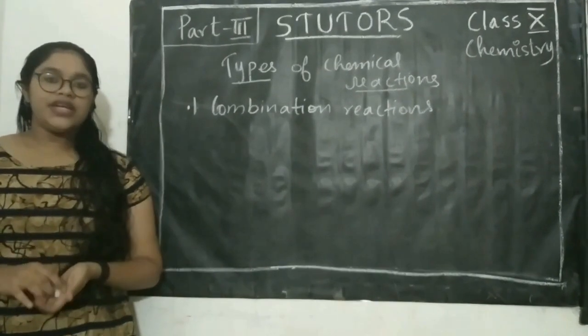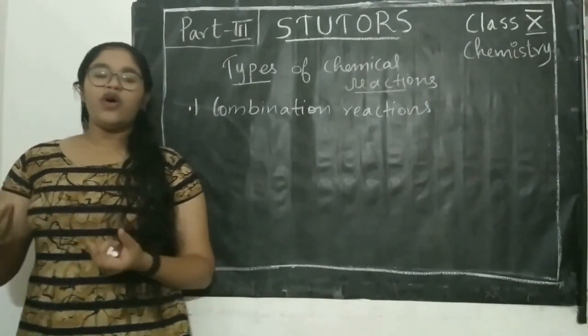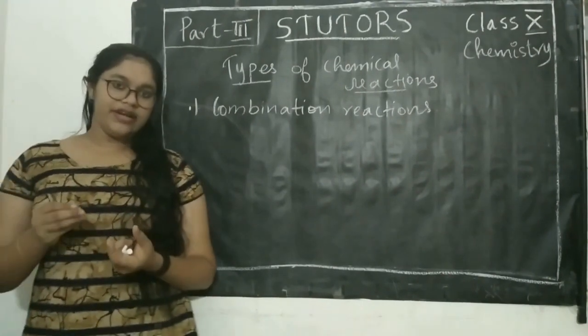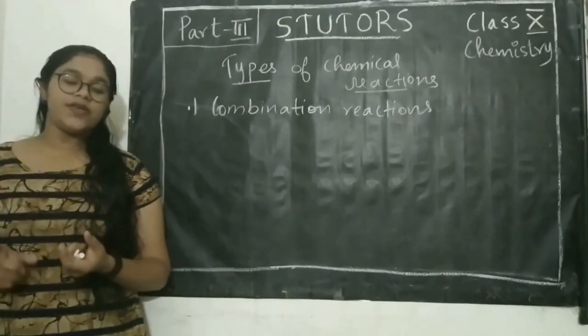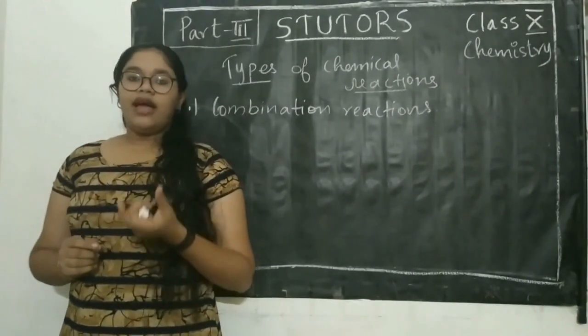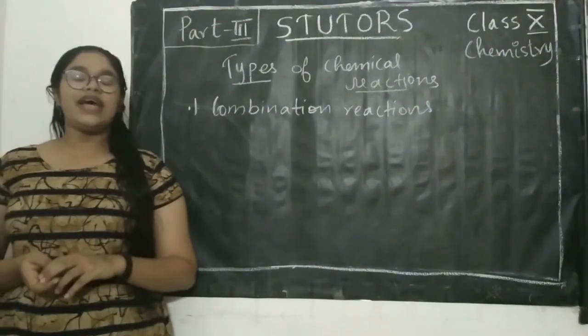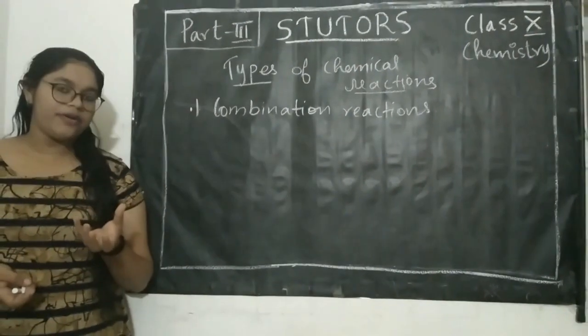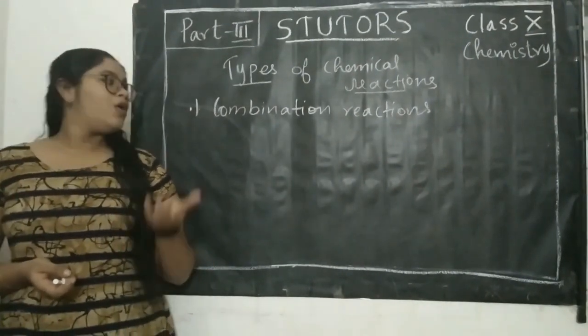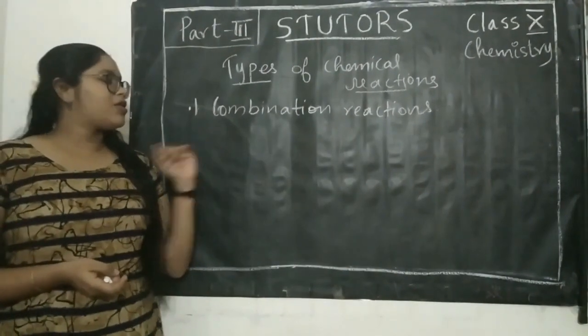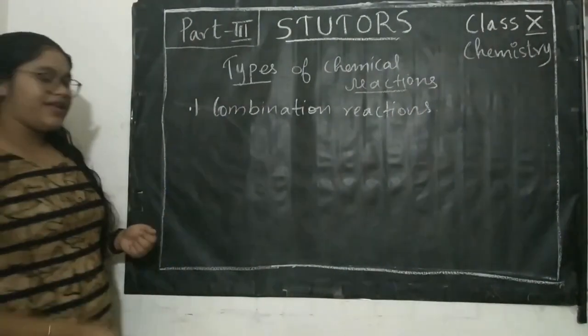In the activity, take a beaker and add a small amount of calcium oxide or quicklime. Calcium oxide is also known as quicklime. And add slowly water into it. After some time, we notice that the beaker turns very hot. Why is it so? So, there happens the combination reaction. Let me write the equation.